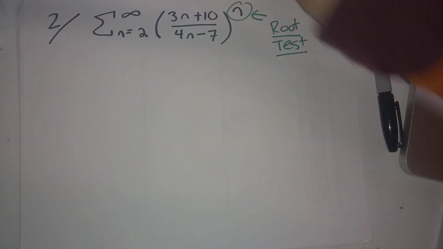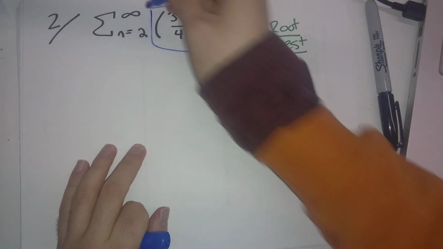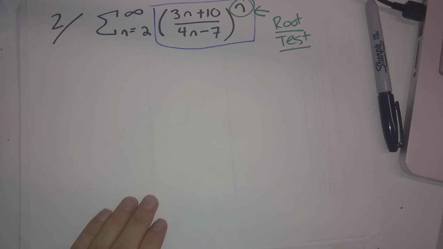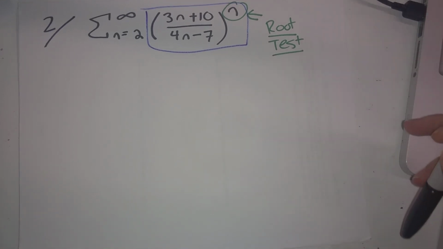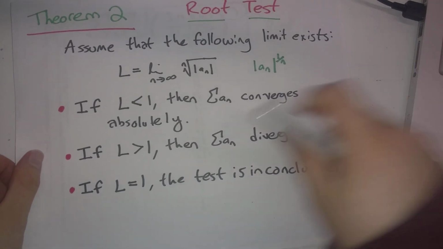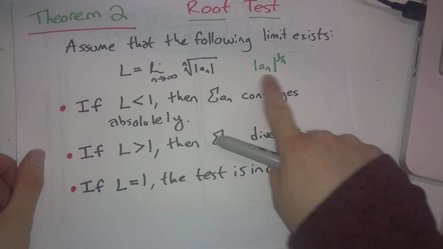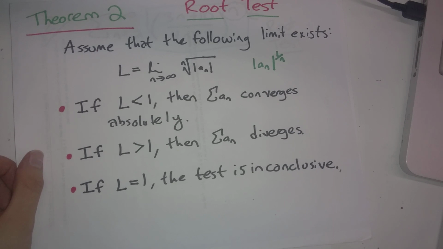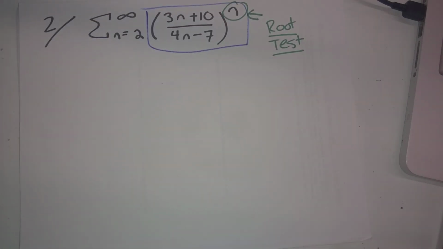So for the root test, what we're going to do is take the nth root of the summand here, a sub n, and take the limit of that nth root as n goes to infinity. So let's crunch things out. For the record, here's a statement of the root test. We're taking the limit as n goes to infinity of the absolute value of a sub n to the 1 over n power. And based off of whether this limit is less than 1 or greater than 1, we can conclude something about convergence here.